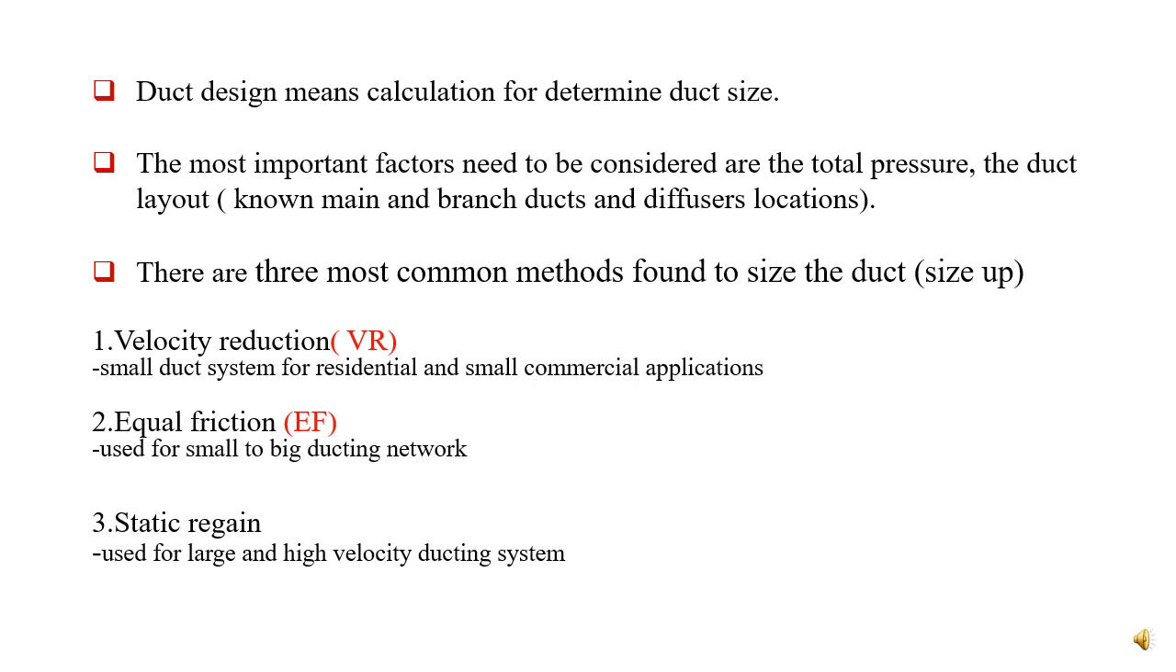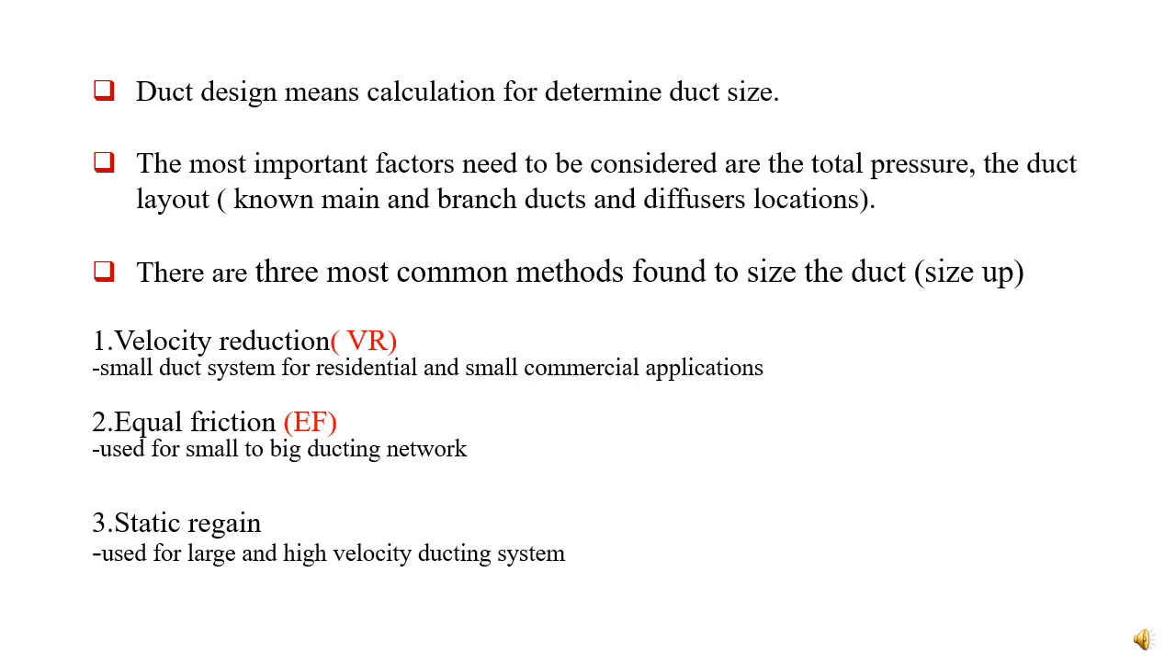Normally we use the velocity reduction method where there is significant velocity difference, for example, after the filter and before the filter. So for the distance between before and after the filter, we use the velocity reduction method. The second method is the equal friction method, which is used for small to big ducting networks.